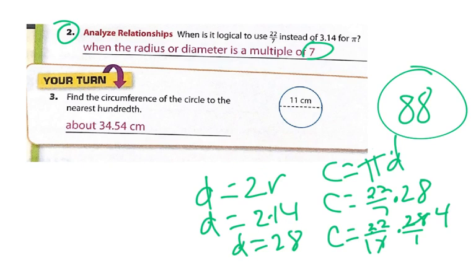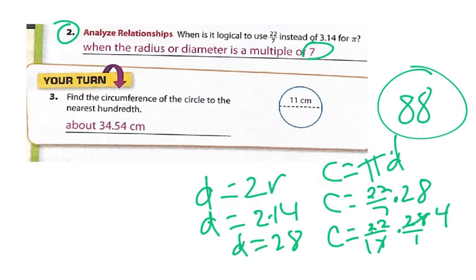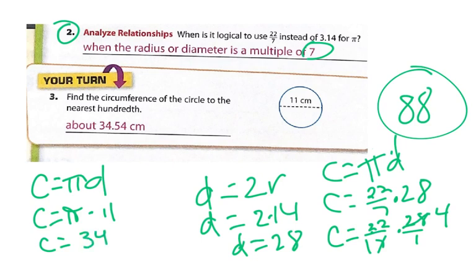So here we have this example, and it says, find the circumference of a circle to the nearest hundredth, and it says circumference is equal to pi d. That's our formula, and if we can see here that the radius is 11, then I would use my calculator, and I would use the pi button, and I would say that times 11, and then I would get a circumference of about 34.56 centimeters. That's why they have that about word there. So that's how we would get that circumference.